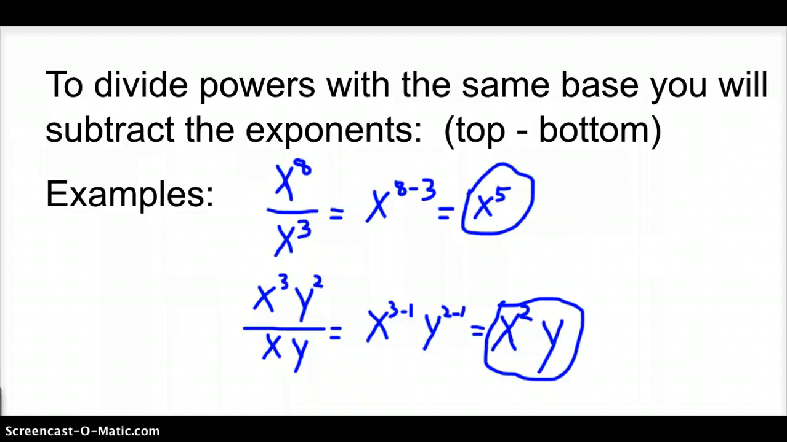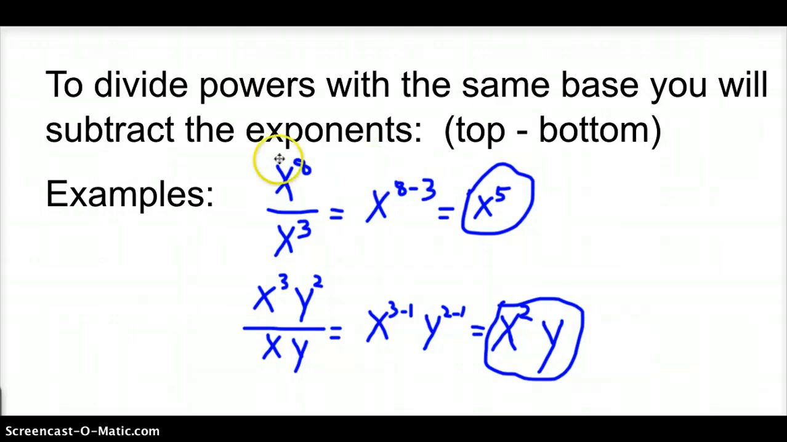So first then, in dividing them, to divide powers with the same base, you're going to subtract the exponents. Top minus bottom. So the exponent of the same base on the top, you would take that exponent and subtract from it the exponent on the bottom with the corresponding same base. Let's look at a couple examples.